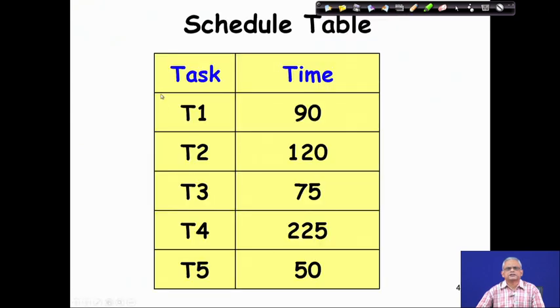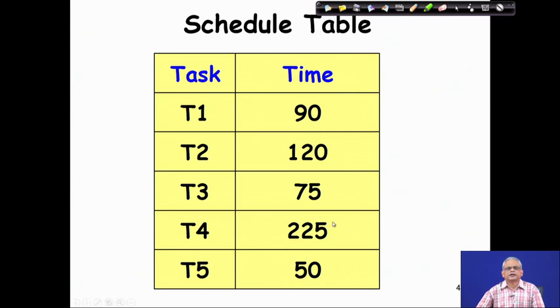So, here is an example of a schedule table. These are the tasks or the programs to run, and the maximum execution time is mentioned in milliseconds, and the timer is set, and just observe here that the time is typically in milliseconds.